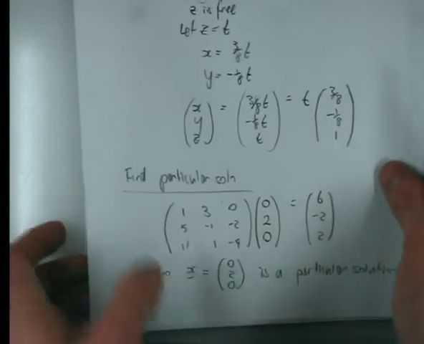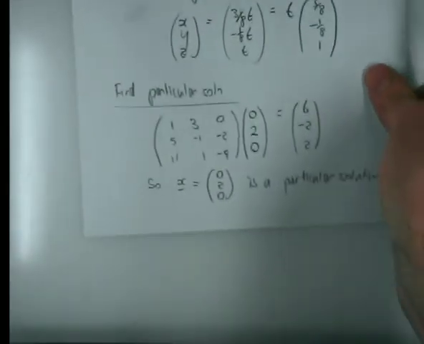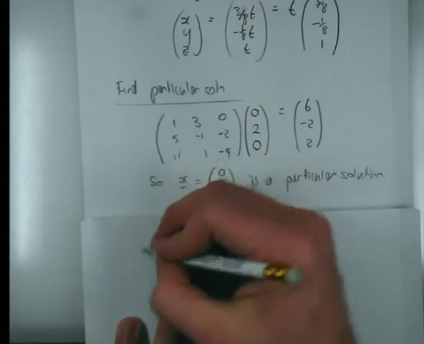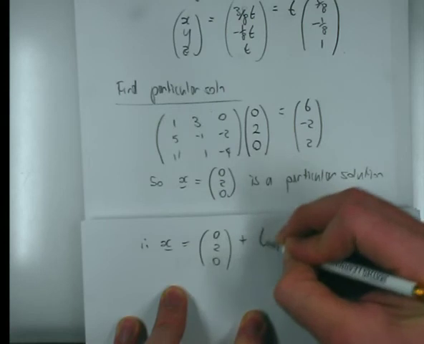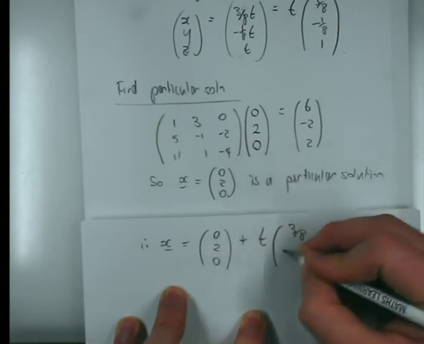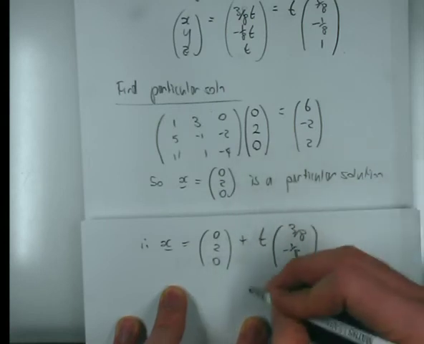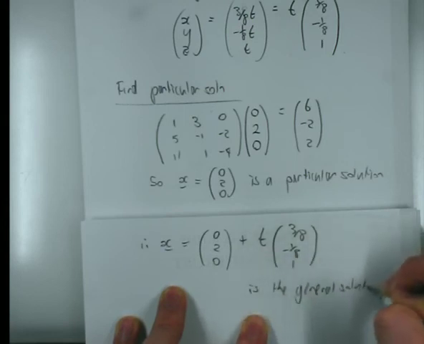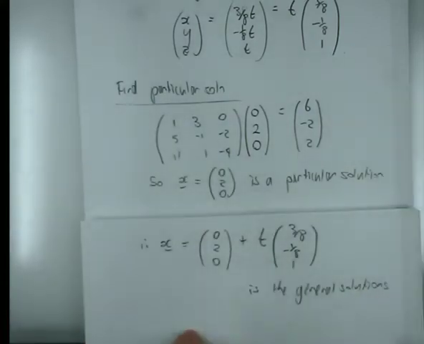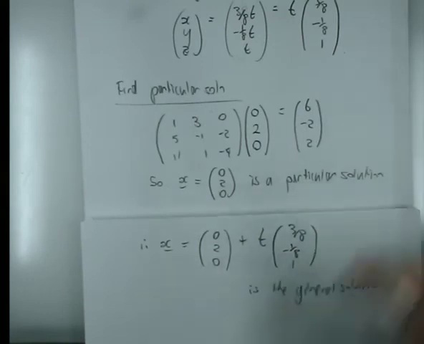And so therefore, I should get my other solution and add it onto this one. So therefore x equals my particular solution plus my general solution. So particular solution plus the homogeneous solution gives me the general solution. That's how it's done.